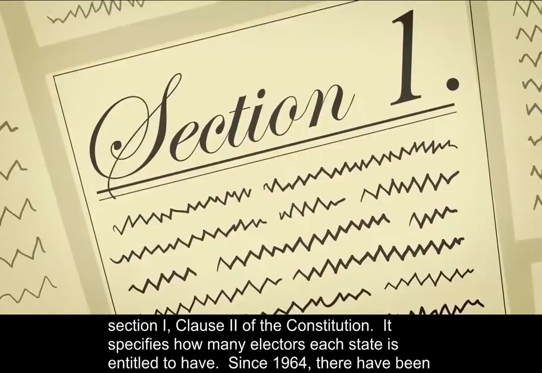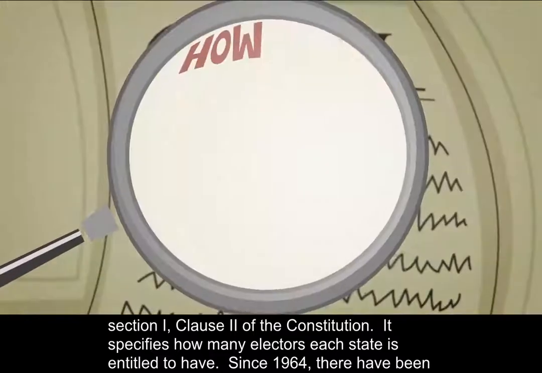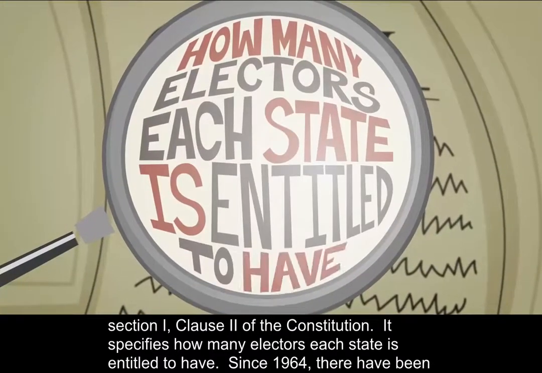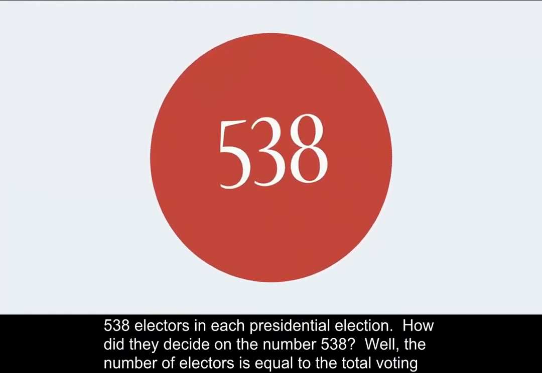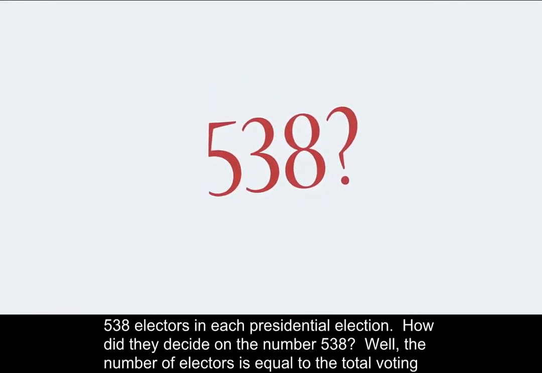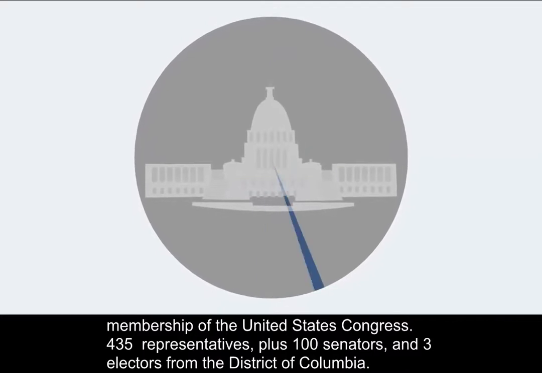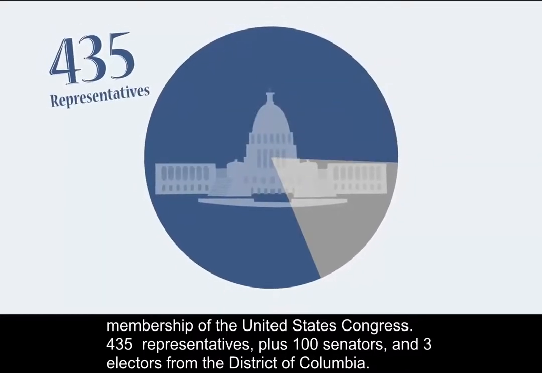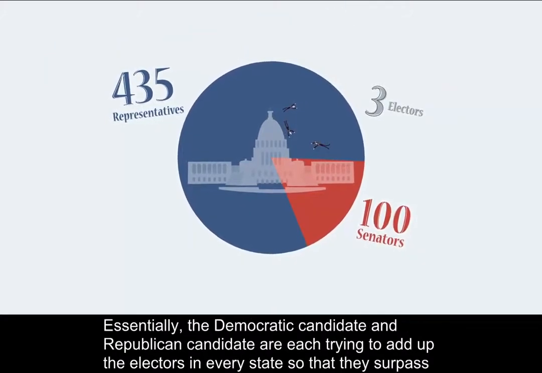Article 2, Section 1, Clause 2 of the Constitution specifies how many electors each state is entitled to have. Since 1964, there have been 538 electors in each presidential election. How did they decide on the number 538? Well, the number of electors is equal to the total voting membership of the United States Congress, 435 representatives plus 100 senators and 3 electors from the District of Columbia.